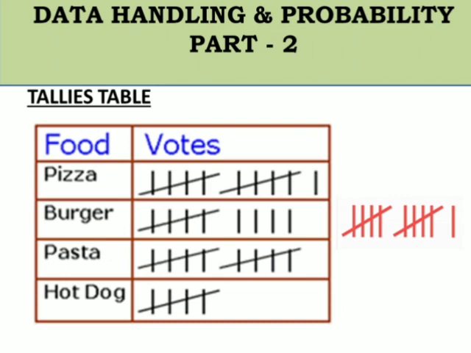Now, let us look at how the data is organized using a tallies table. What are tallies? They are a way of counting by drawing a short vertical line to record each item as you count it. To make it easy to read, you draw a diagonal line through the first 4 lines as shown. Then leave a space before starting on the next group of 4 tally marks. Got it?